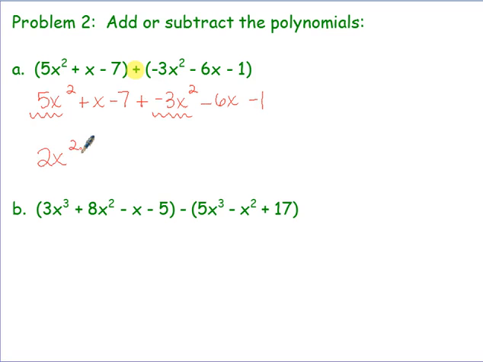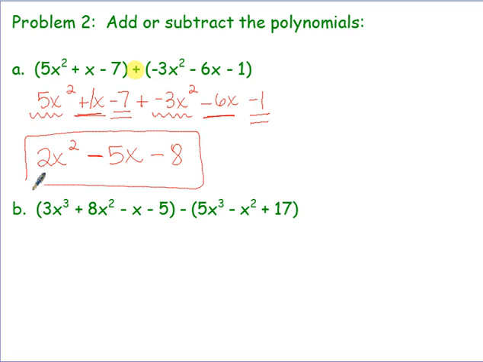Now let's look for x's. Well, here's an x, and here's a regular x. Well, what number is here? That's a 1. 1 plus negative 6 makes negative 5x. And then we have a whole number and another whole number. And yes, those are like terms. Negative 7 plus negative 1 makes negative 8. And that is in the correct order, and that is done.